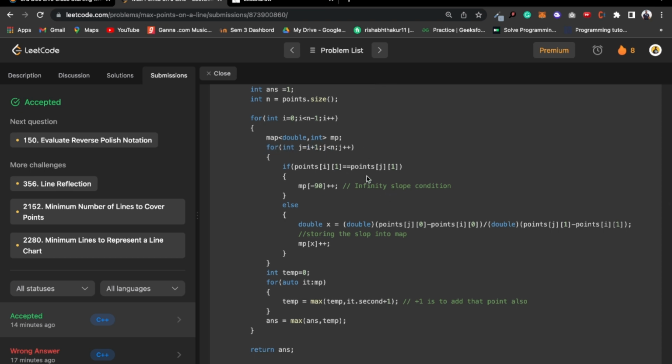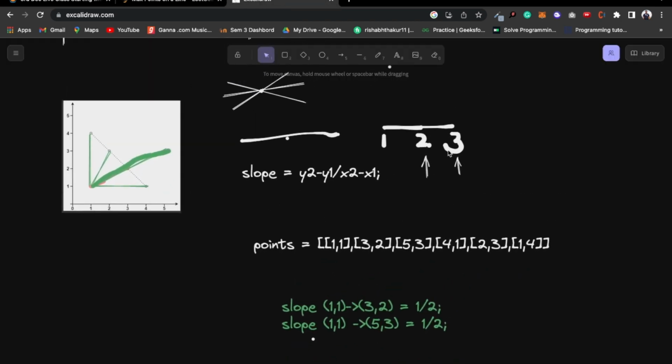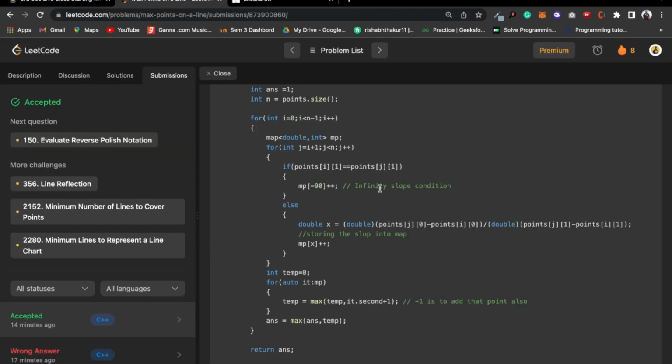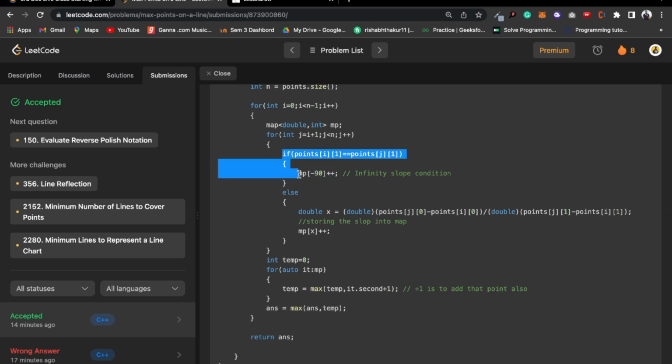Now, one more thing. I have told you the formula of this slope. Let's assume that x2 minus x1 is zero, then the slope would be infinity, or you can say divide by 0, the slope will be infinity. For handling that case, I have used points of i and 1 equal to points of j and 1, then just take it as negative 90 and make it plus plus. So we can consider it as a perpendicular, negative 1. This is just for the case where the x2 minus x1 value is equal.